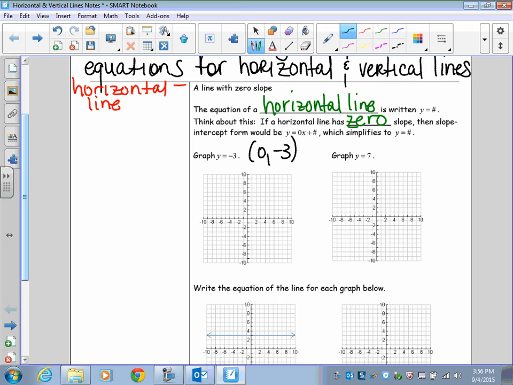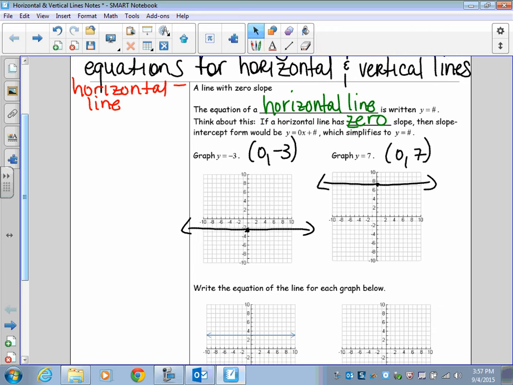The same thing for my second graph. My x is 0 and my y is my number given. You take this point and you put it on your graph. Your next problem, that is how you graph a horizontal line.